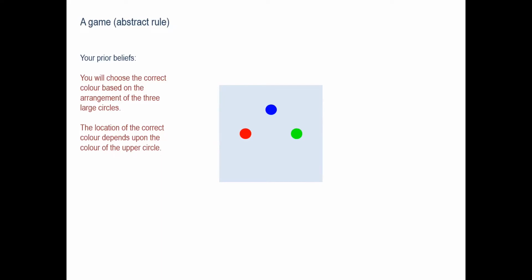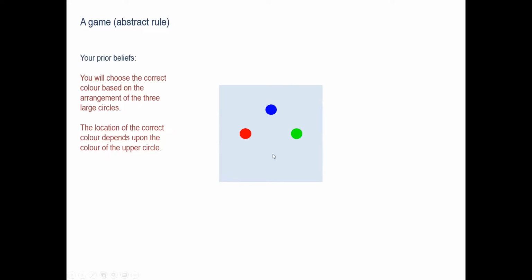game, or the challenge. You're going to see a series of panels that contain 3 colored squares, and what I want you to do is tell me the correct color based upon the arrangement of these 3 circles. So for example, if the correct color is blue, you would say blue. And there is a rule that enables you to identify uniquely the correct color.